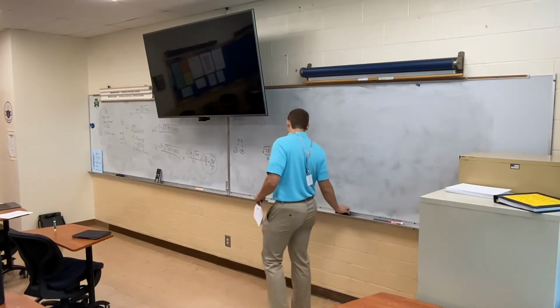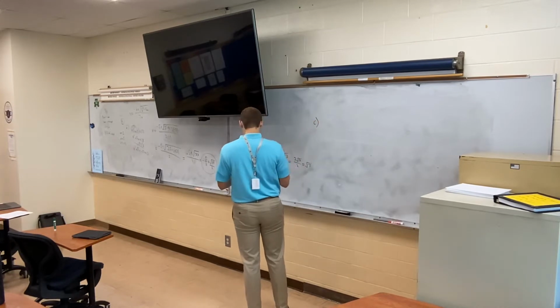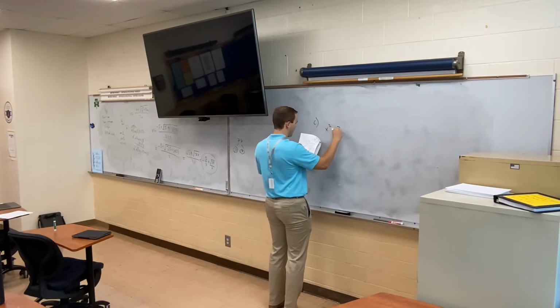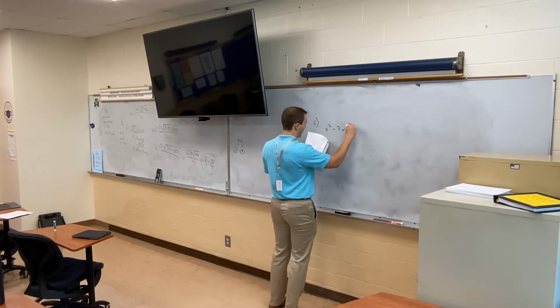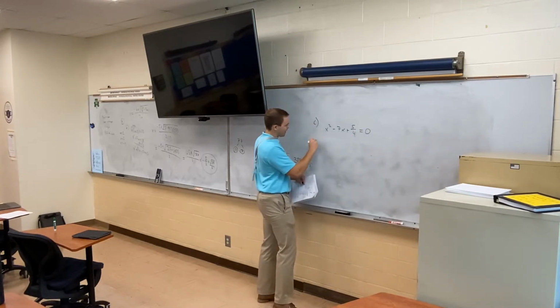Okay. All right, let's do part C. Part C, I have x squared minus 7x plus 5/4 equals 0. What's my a here? What's my a, Kate?